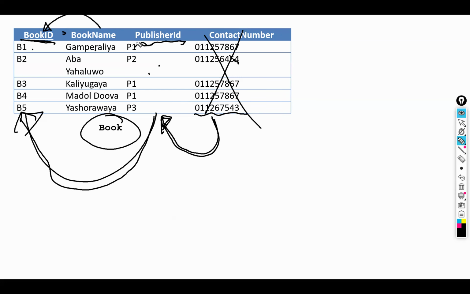Publisher ID is fine to keep. Otherwise you can't relate book to a publisher. But having contact number is wrong. So therefore the solution is to introduce another table called publisher.